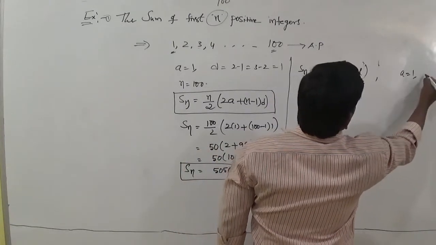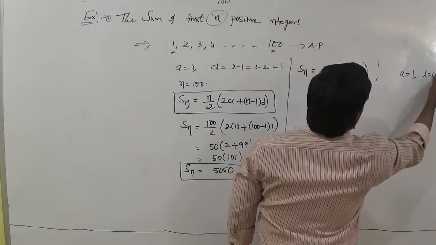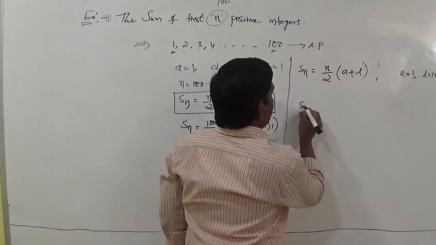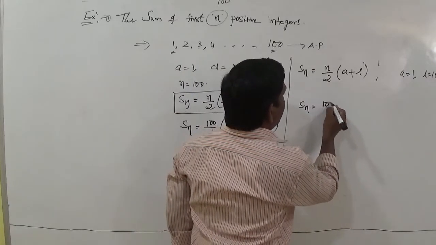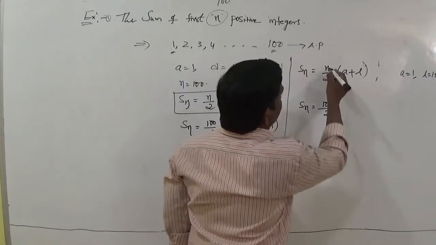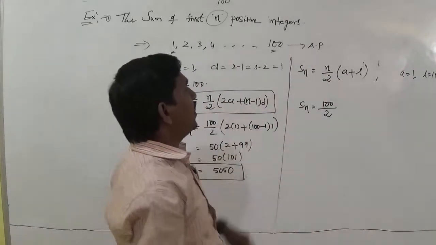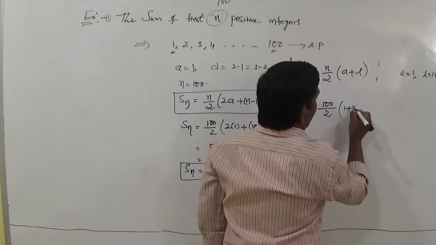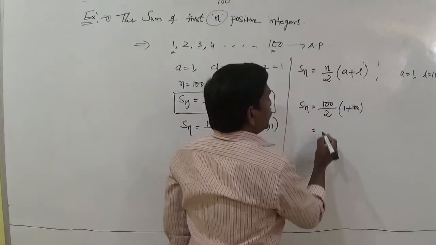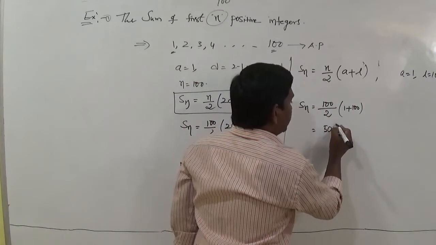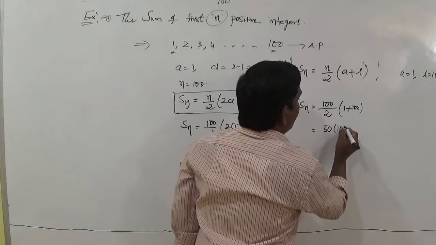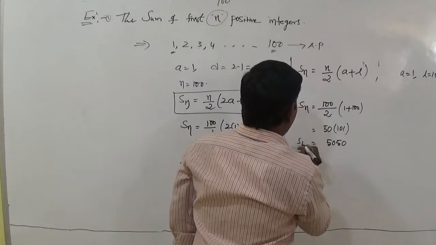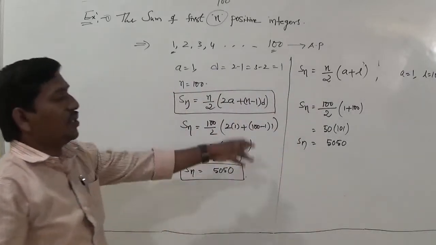a equal to 1, l equal to 100. Substitute in this formula. n by 2, (a plus l). n means the number of terms. How many terms are there? 100. And what is the a value? 1, and l value? 100. 100 by 2 is 50, and 1 plus 100 is 101. 50 into 101 is 5050. Okay, we can use both formulas to get the answer.